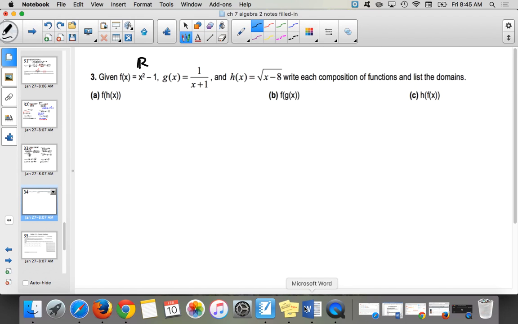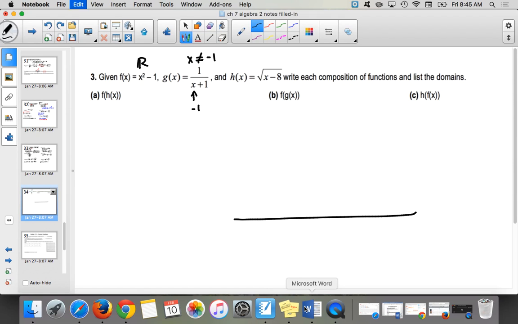But how about g of x? My domain is almost all real numbers except for one value that I cannot plug in. What can I not plug in to the denominator? Close. Not 1 though. Negative 1, right? Because if I plug in negative 1 right here, I get negative 1 plus 1, which becomes 0, and we can't have zeros on the denominator. Can't divide by 0. So this is all real numbers except for negative 1. So if you were looking on a number line, what would happen at negative 1? There would be an open circle, and everything else would be filled in, right?